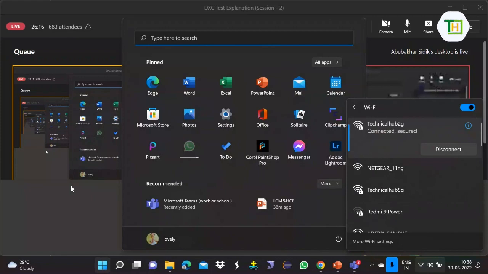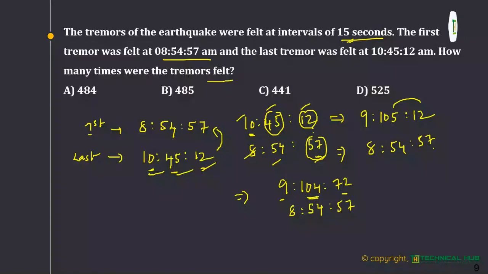Here I'm converting 10 hours to 9 hours only because 57 is more than 12. That's why I have to convert it to more than 57. Then subtract. So 12 minus 7 is 5, and 6 minus 5 is 1. 4 minus 4 is 0. 10 minus 5 is 5. 9 minus 8 is 1 hour. So 1 hour, 50 minutes and 15 seconds. So this is the difference between the starting time and ending time.